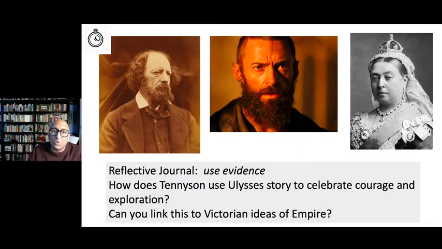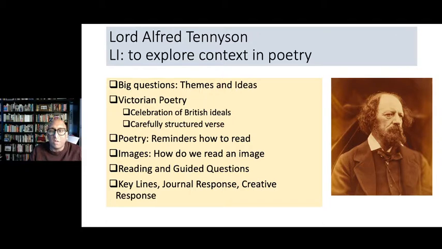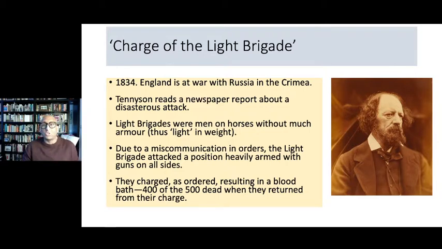Okay, so you've read Ulysses, you've taken 5 minutes, you've annotated it. Now you've thought about the language, the imagery, you've reminded yourself of how to read a poem, and now we're going to go into reading the next poem, The Charge of the Light Brigade, which is the poem you need to know for the scene poems. But we're going to approach it again as if you've never seen it. I'm going to give you some context to help you out, okay? So, The Charge of the Light Brigade. So, it's 1834, and England is at war with Russia in the Crimea.